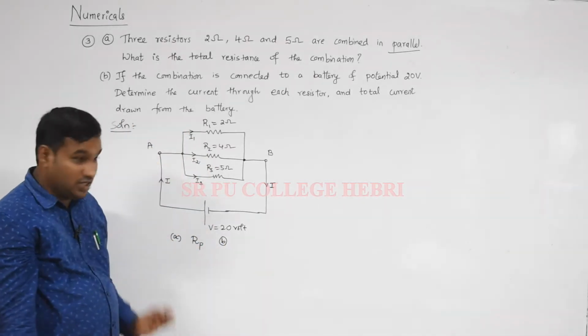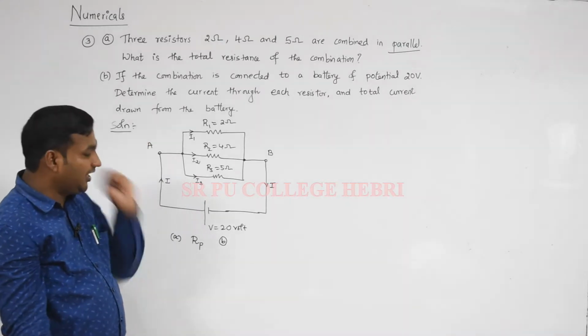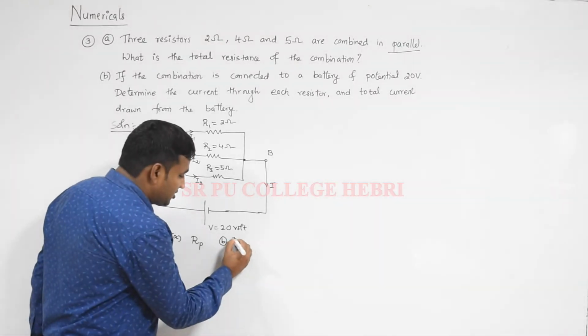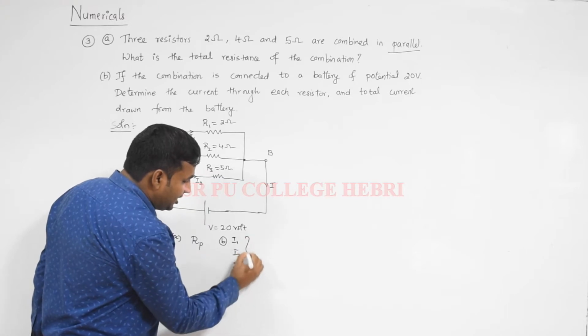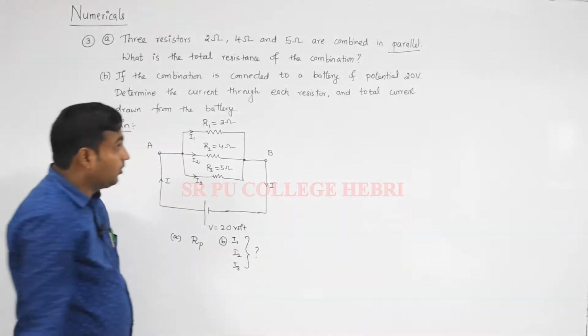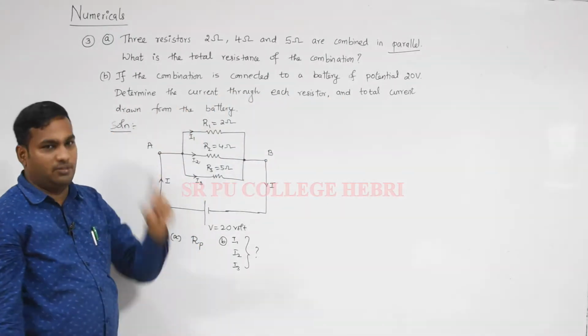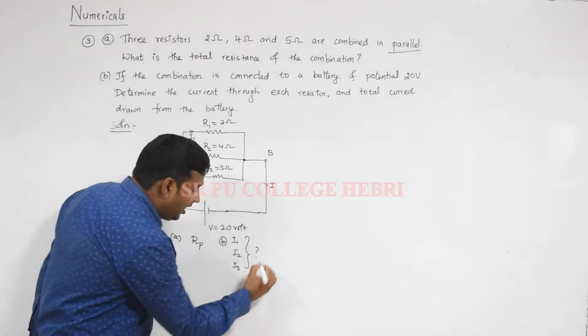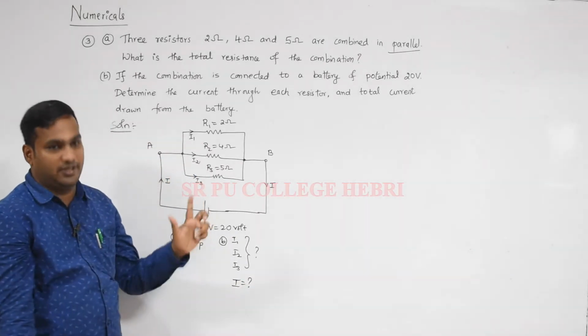This is the circuit. Using this circuit, in the second part we have to calculate the current flowing through each resistor, that is nothing but I1, I2 and I3. These 3 things you have to calculate. Not only that, you have to calculate the total current drawn from the battery, that is nothing but I.